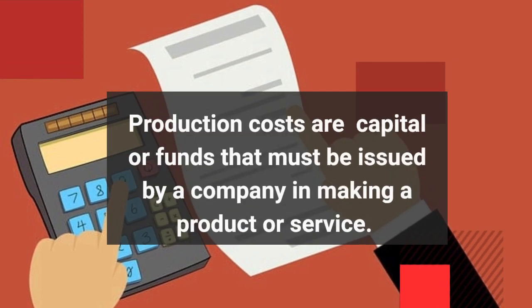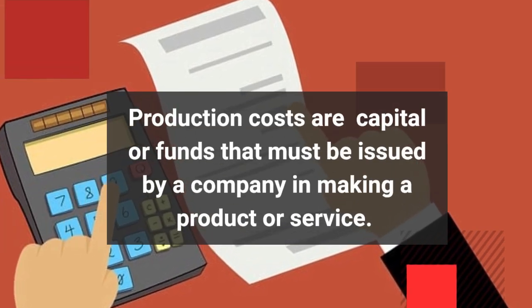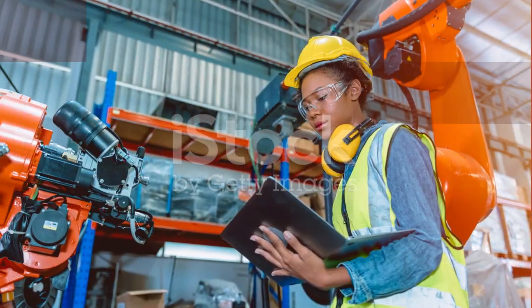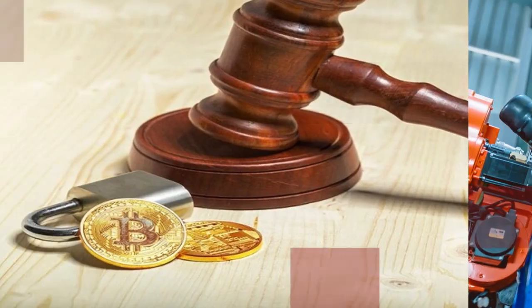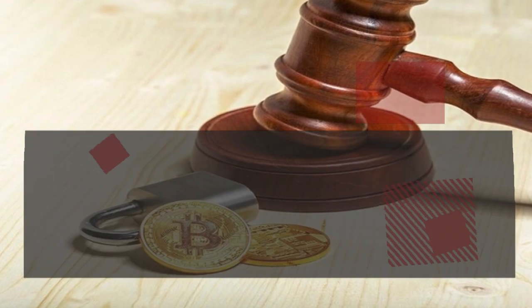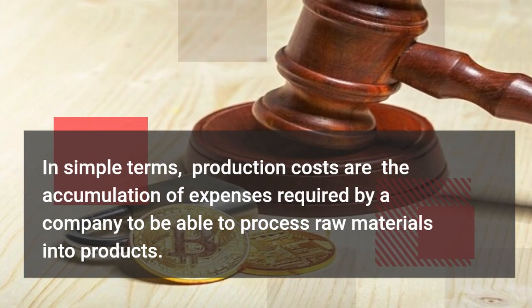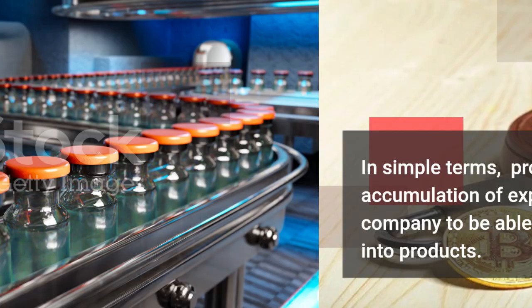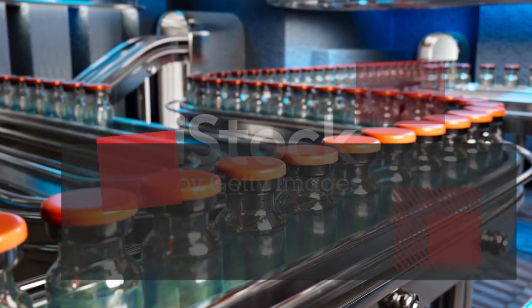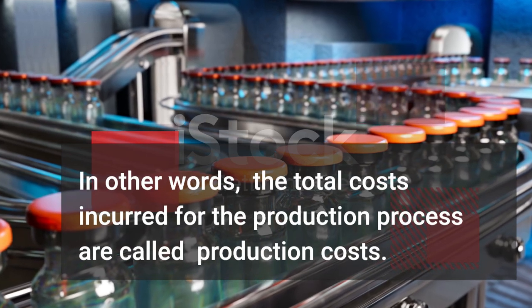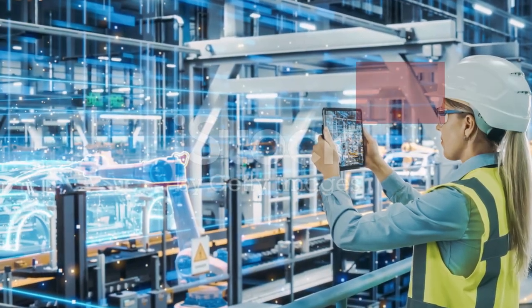Production costs are capital or funds that must be issued by a company in making a product or service. What is meant by production costs? In simple terms, production costs are the accumulation of expenses required by a company to be able to process raw materials into products. In other words, the total costs incurred for the production process are called production costs.